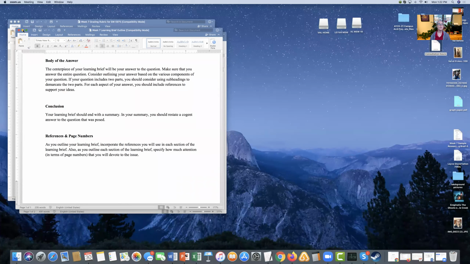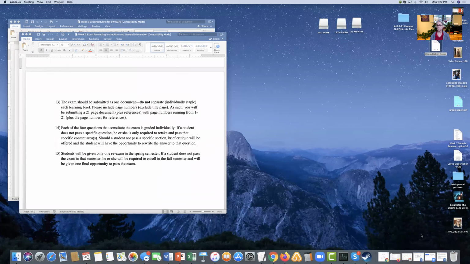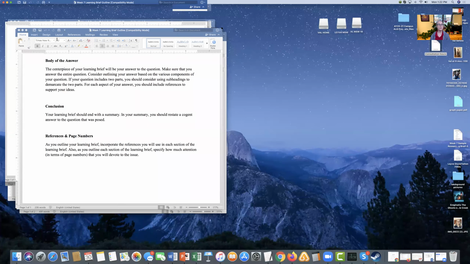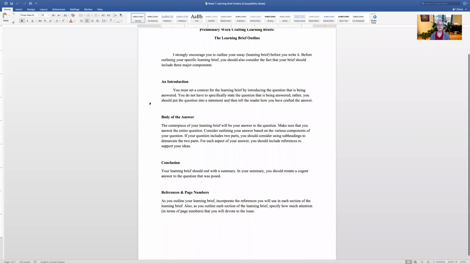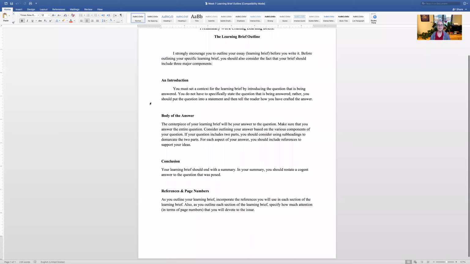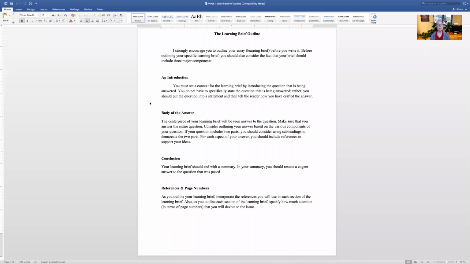All right, the first document that I'm going to maximize so we can see the whole thing, sorry about that, is called the Learning Brief Outline. And this is just a basic outline of each of your essays. Each essay should have an introduction, a body, and a conclusion. Now, the introduction is the first paragraph. It sets the stage for that particular question.